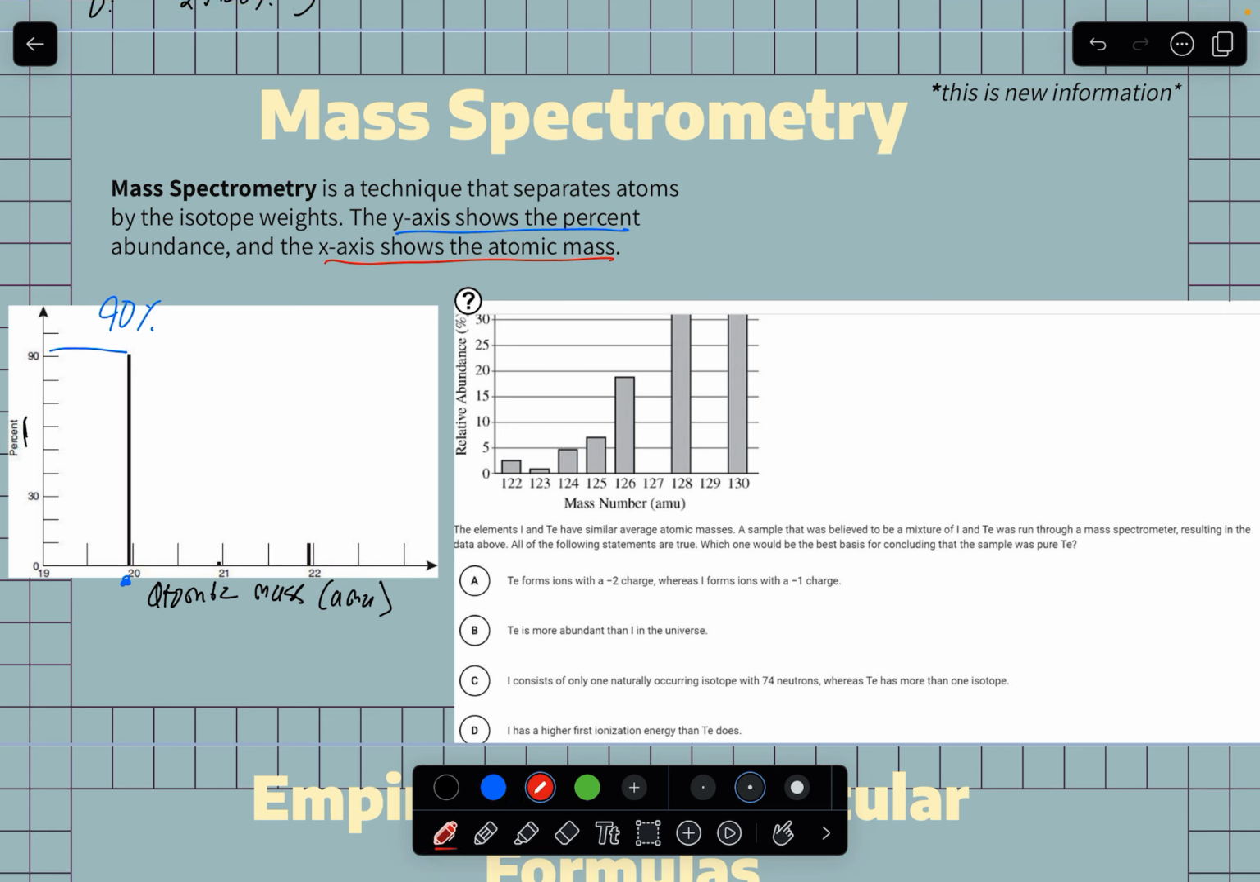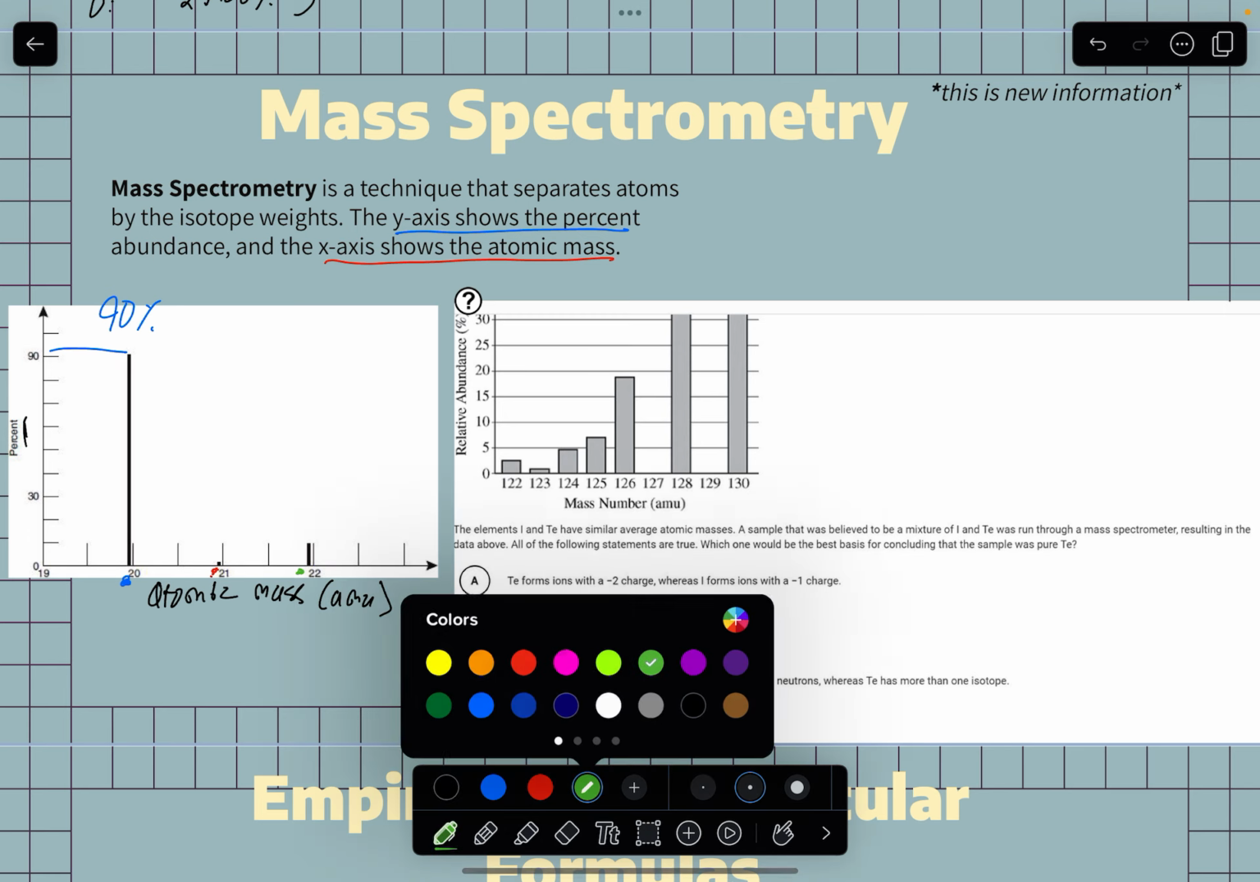Our second line at about 20, or sorry, 20, the blue one would be 19.9 something. The red one here would be about 20.9. That one is almost negligible, right? That's about 1 or 2%. And our last isotope, our last bar, at almost 22, would be at about 10%.